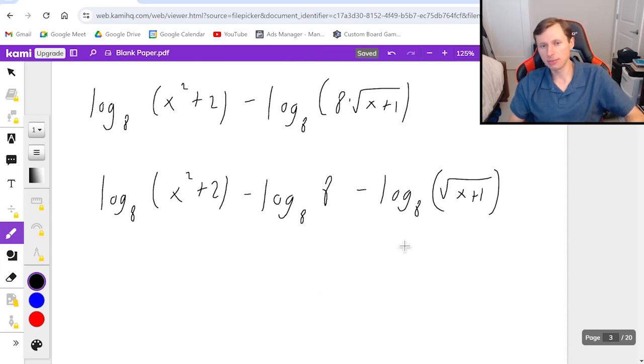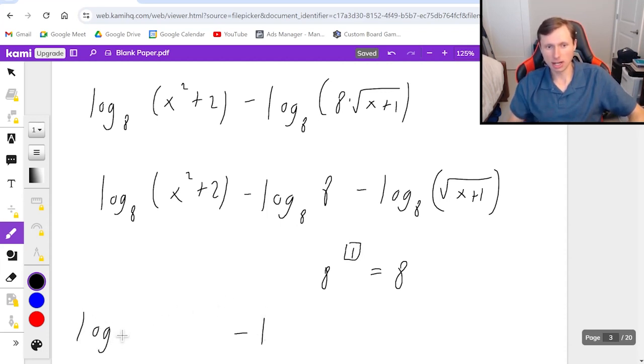Another thing I can say for this, log base 8 of 8, I know what that is. That's going to be 1. And the reason why is the way logarithms work. You say 8 raised to the blank power equals 8 in this case. And the result is 1, so that's just going to be minus 1.